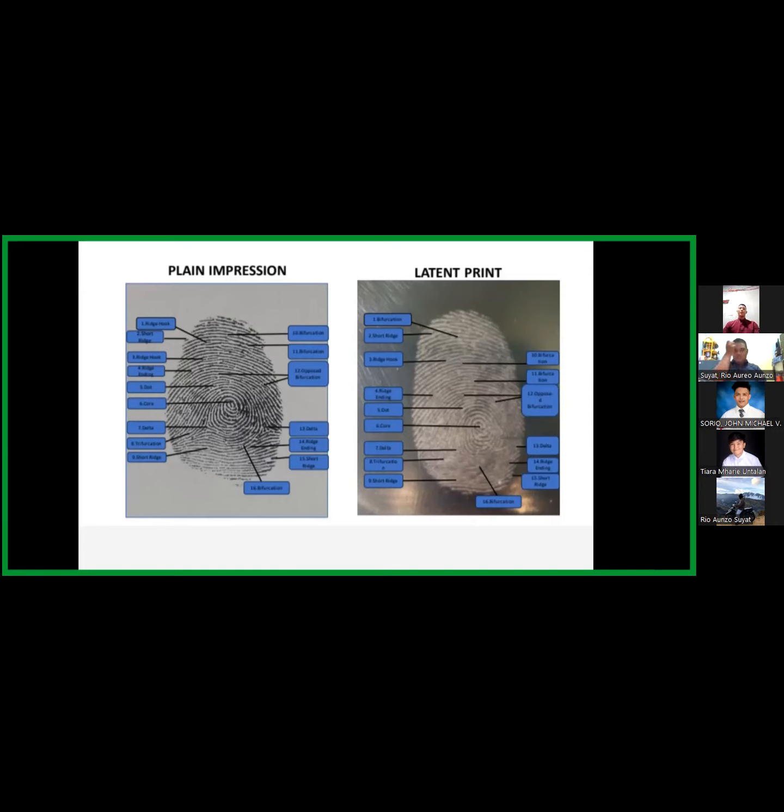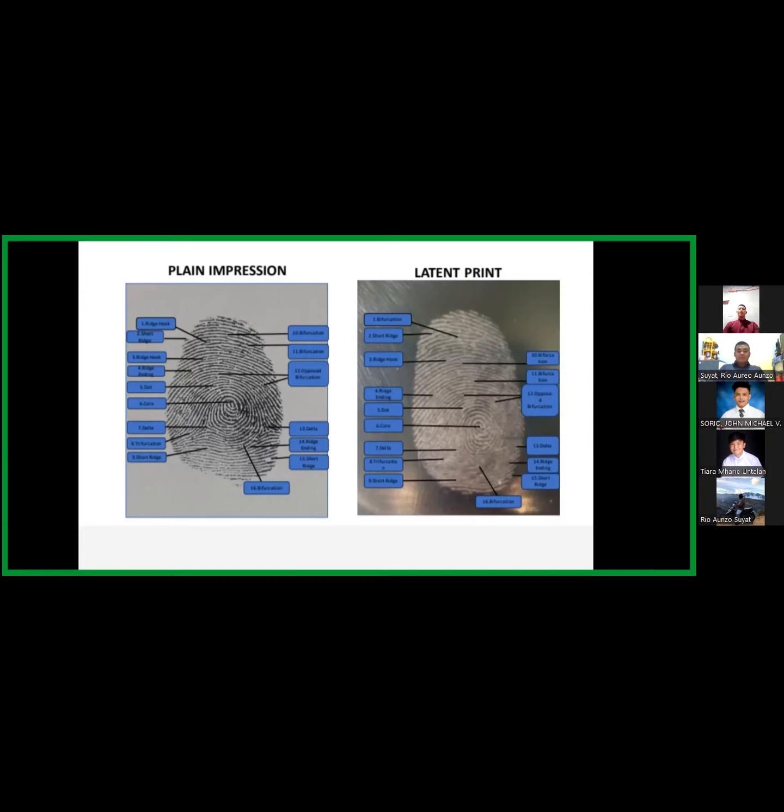Number 10. What is an ink impression? It refers to a method of capturing a person's fingerprint using ink and a surface, typically a fingerprint card or paper. 11. What is a latent print?